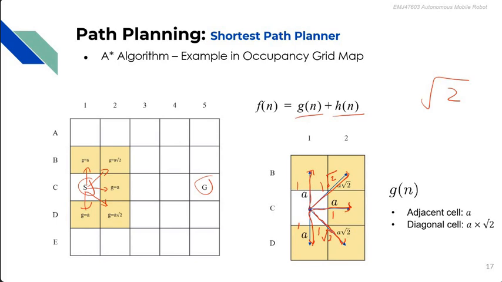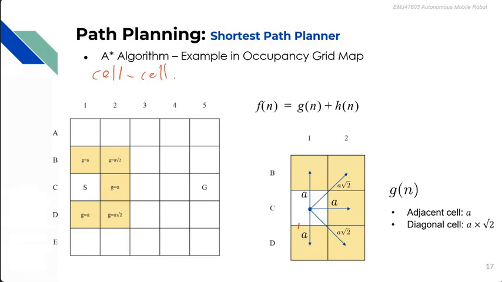Okay. Let's ask you a question. What if I say that this map, the cell to cell distance is 5 cm? How do you calculate?